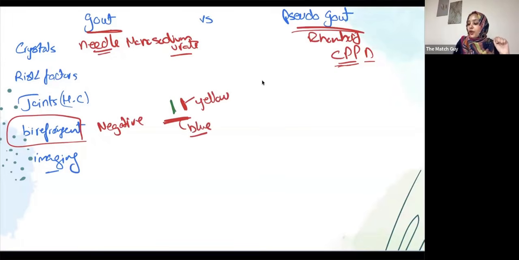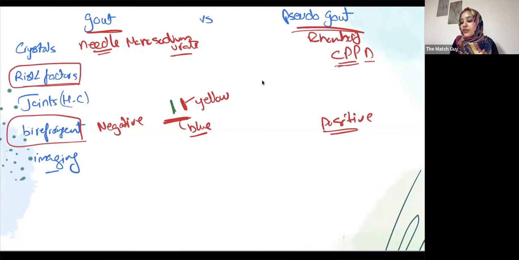Very good. What about the pseudogout? So rhomboid, and are they positive or negative as well? Reverse, very good. So these are positive birefringent, which means when they're parallel to the light, they're actually blue, and when they're perpendicular to the light, they're going to be yellow. Yes, very good. Okay, let's go back to risk factors.